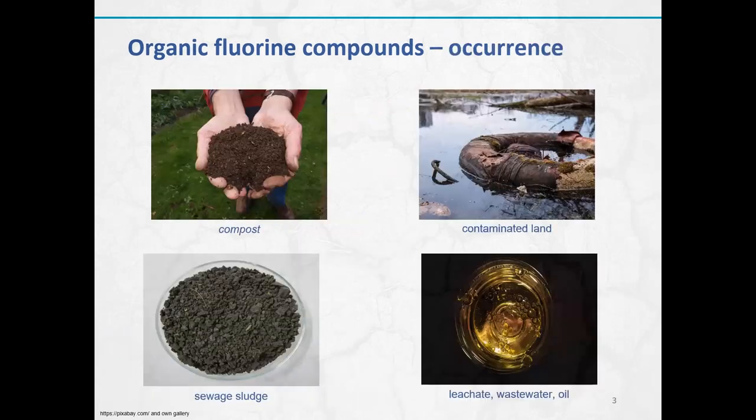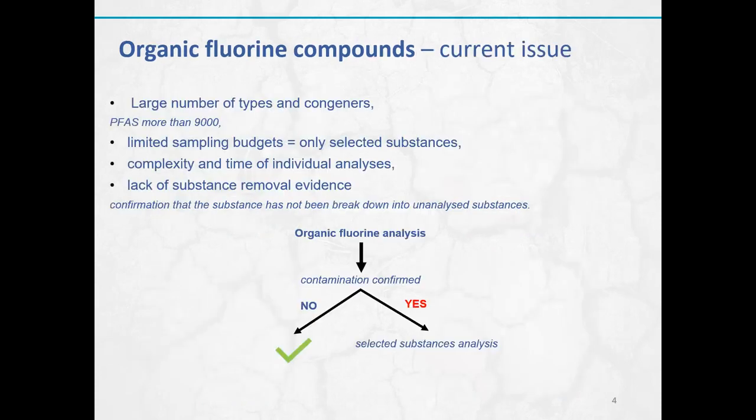We can find these compounds in different waste materials, for example, in compost and sewage sludge. And also in the field, like in contaminated land where there was an ecological problem in the past, such as a brownfield, or in old mine areas, etc. And also in different liquid waste, such as leachate, wastewaters, or different oils. It always depends on what the source of these compounds is and where we can find these materials.